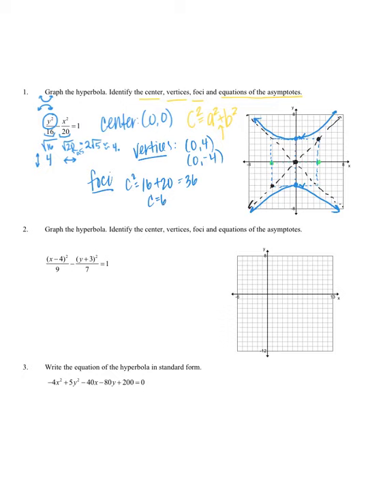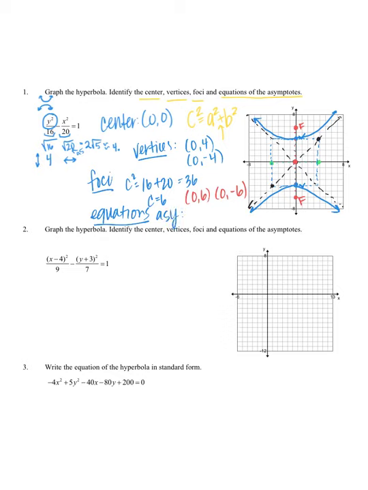So let me plot those on here. Again, that's from my center. I'm going to go 1, 2, 3, 4, 5, 6, and they should be pretty big because it has to open up to it. 1, 2, 3, 4, 5, 6. There's my other focus. So that would be 0, 6, and 0, negative 6 for my foci. And then the last part, the equations for the asymptotes, and these are equations because they're lines.